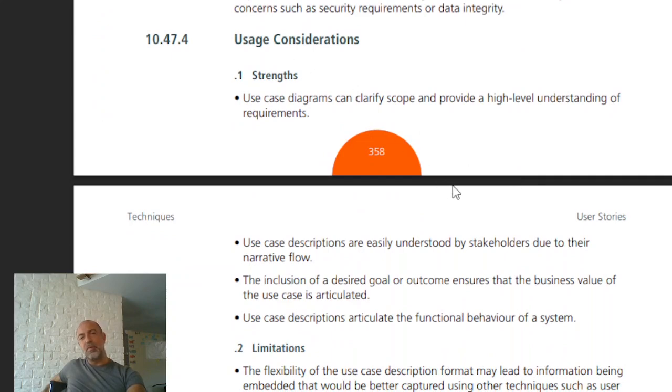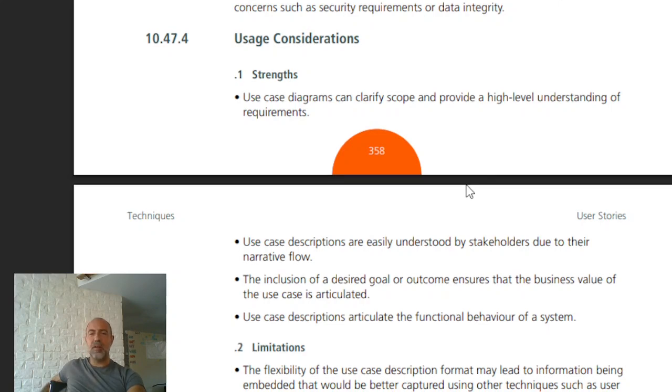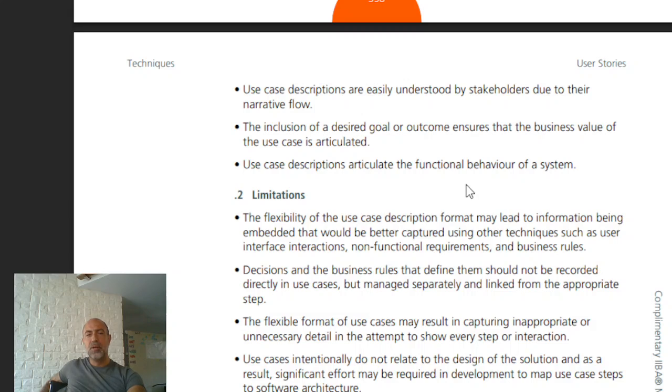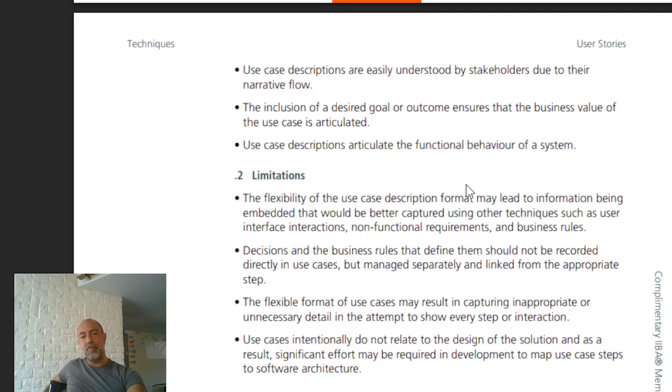What are the usage considerations? Strengths. Use case diagrams can clarify scope and provide high-level understanding of requirements. Use case descriptions are easily understood by stakeholders due to their narrative flow. Inclusion of a desired goal or outcome ensures the business value in the use case is articulated. Right, like it gives you a visual of the thing that could actually happen. Use case descriptions articulate the functional behavior of a system.